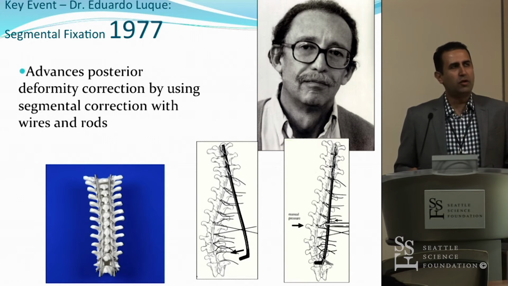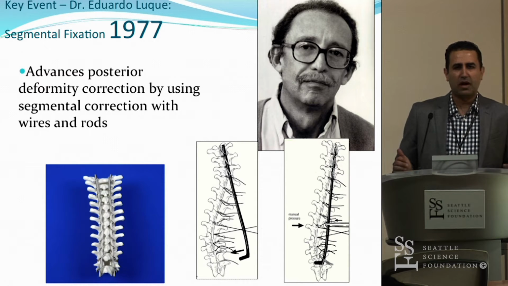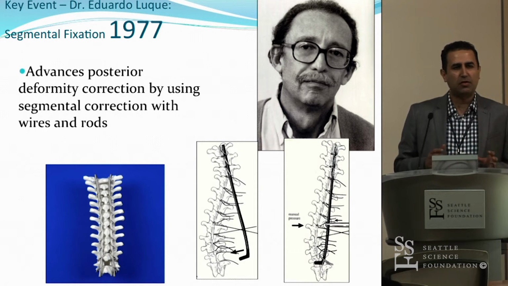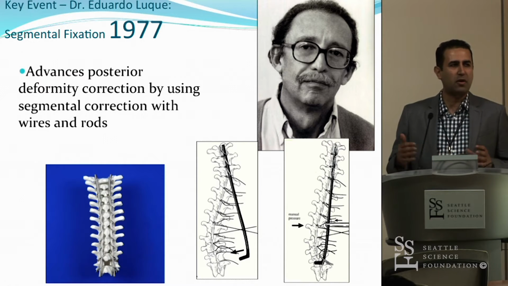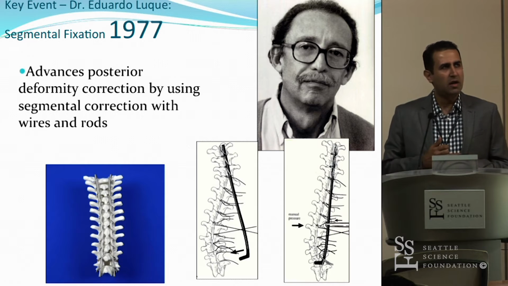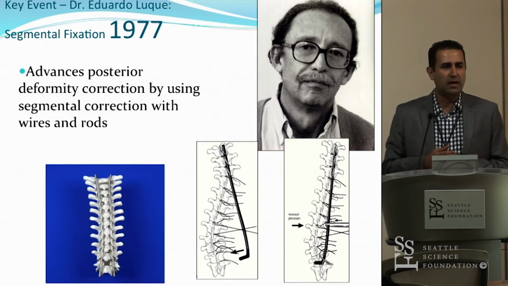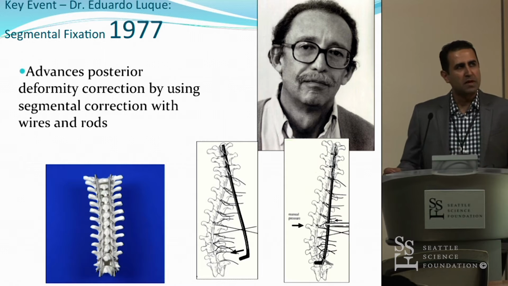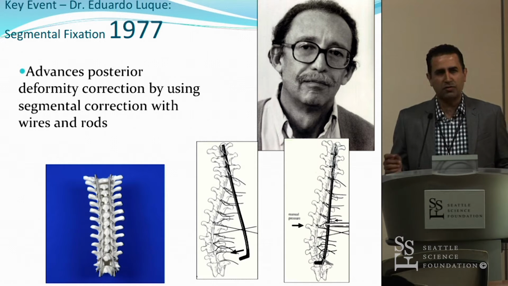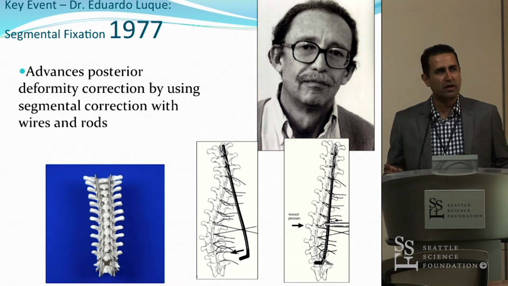Then Dr. Luque in the 70s really came up with a major advancement of that single rod system to a bendable rod that he was able to achieve segmental fixation to the spine. And he did this through a series of sublaminar wires that he was able to run under the lamina in this way, add to the correction segmentally of the scoliosis.